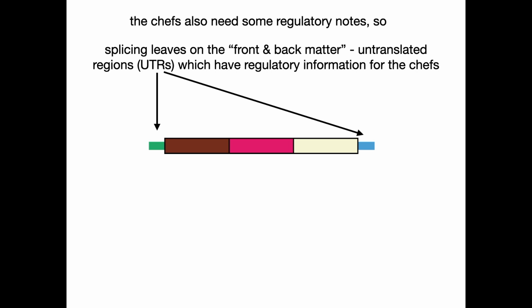So if you don't remove all of the regulatory information when making pre-mRNA, splicing leaves on the front and back matter. So there's the five prime UTR at one end and the three prime UTR at the other end. And five prime refers to, remember, that's where the phosphate group is, and then the three prime is where that OH is. DNA and RNA are both directional. So you go from five prime to three prime. And so that's what the five prime and the three prime here refer to.